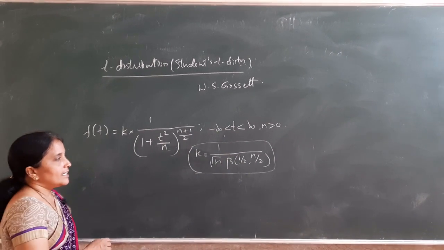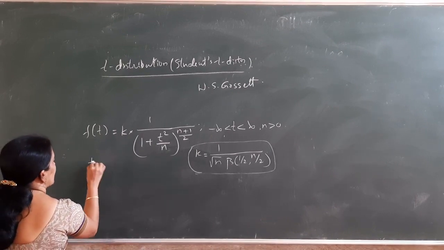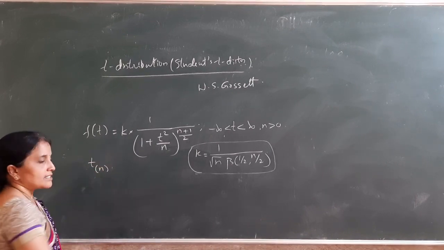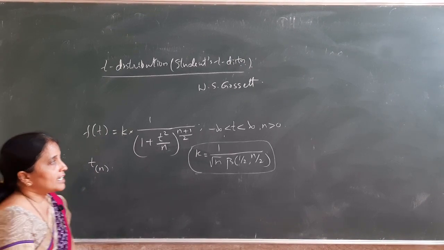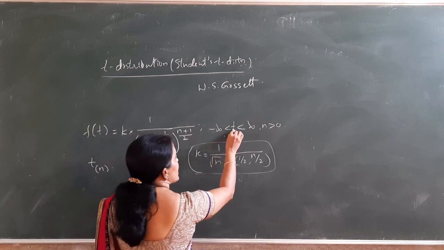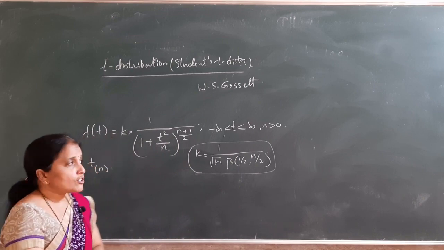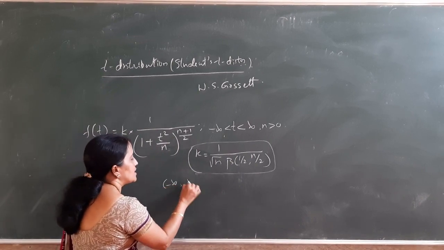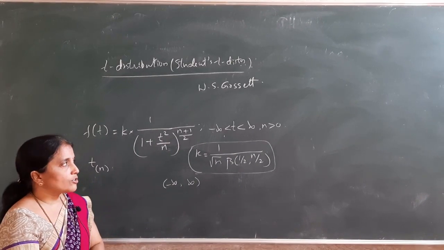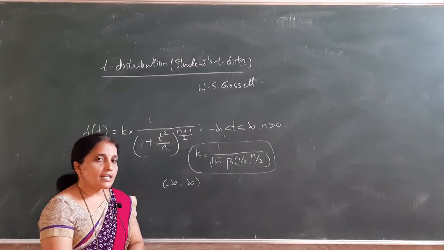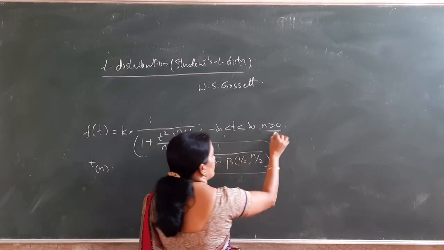Here, a t variate with n degrees of freedom can be written as t suffix n. What is the range of the t variate or T distribution? T lies between minus infinity and infinity. Therefore, the range of the T distribution is minus infinity to plus infinity. It takes all the values from minus infinity to infinity. And here n is the parameter of the T distribution which indicates the degrees of freedom.